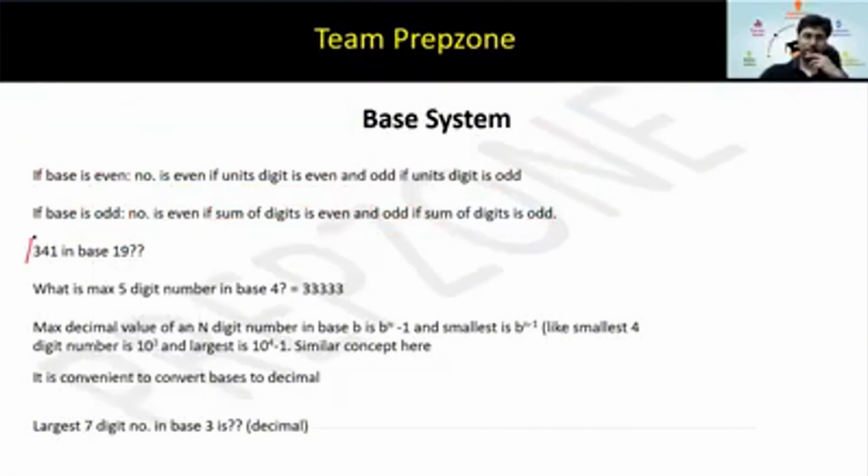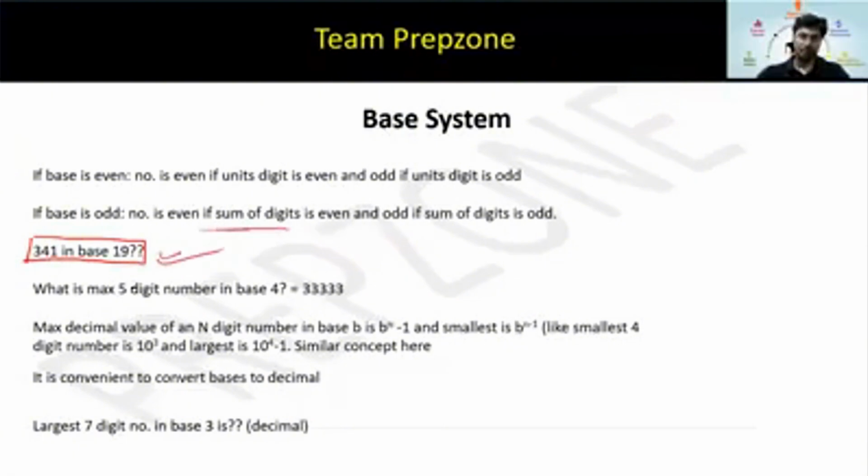So tell me, 341 in base 19. Is this an even number or an odd number? What is the sum of digits? The sum of digits is even. The base is odd, the sum of digits is even, so the number is even.